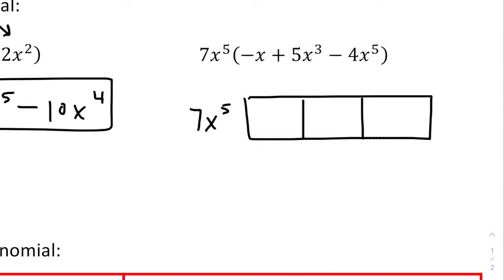started off by putting 7x to the fifth out front, and then on top of these boxes, I'm going to write negative x, and then notice I'm not going to put the plus sign there. So I'm just going to say 5x to the third, but then I am going to put the minus sign because it's making that a negative 4, right? So I'm just writing the terms there with whatever sign they would have if they were by themselves. Okay, so the first one's negative x, the second one's positive 5x to the third, and the last one's negative 4x to the fifth. All right, and so this is called the box method. And the box method keeps us organized because it shows us that, hey, we're going to multiply. We're going to have 3 answers after we multiply, right?